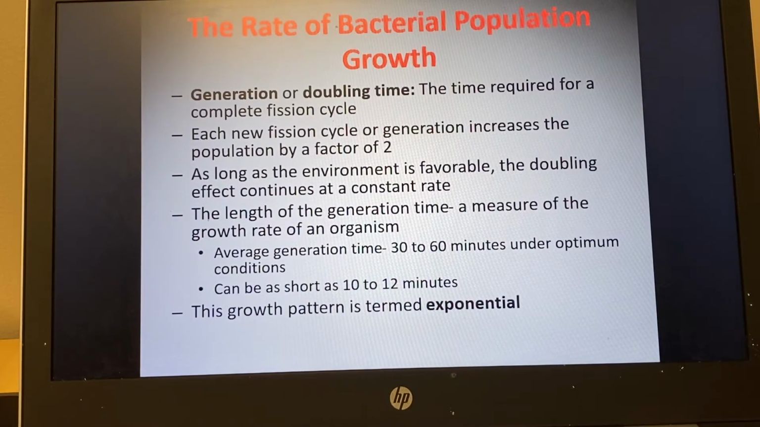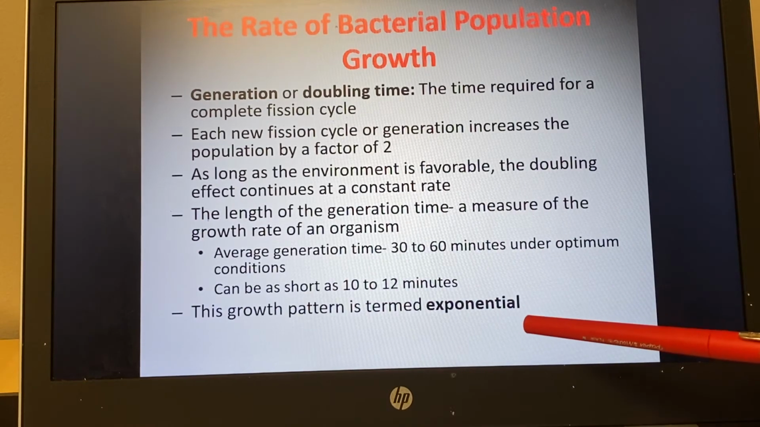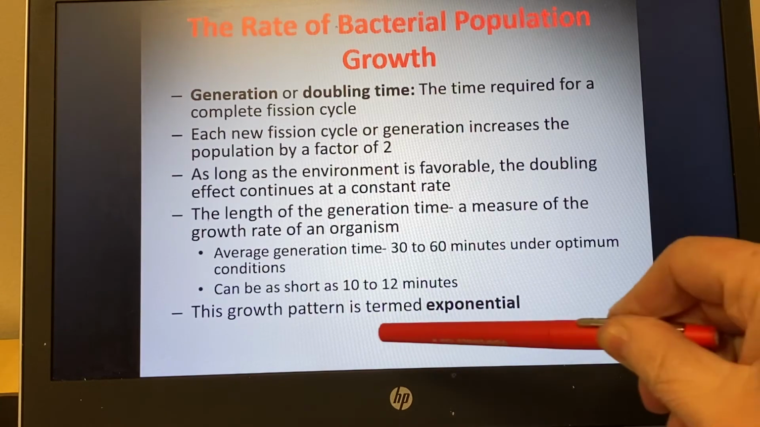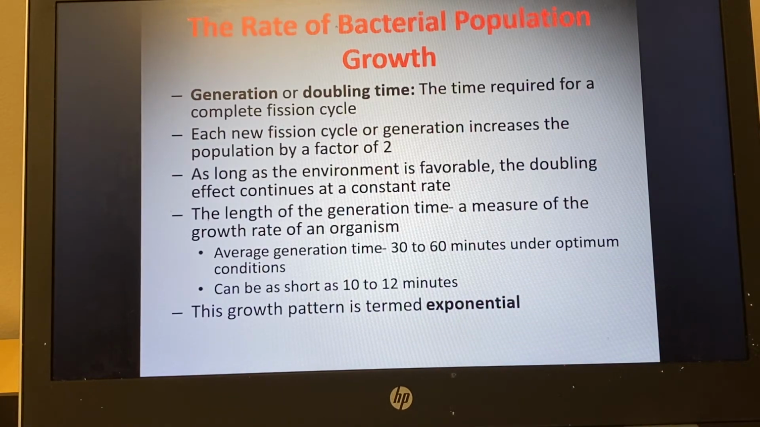So we refer to this as the generation time or the doubling time, the time required for a complete fission cycle, or basically to go through the process of binary fission. And so every time the bacterial population goes through that, it's going to increase the population by a factor of 2. And so eventually you're going to get to the point where it is logarithmic or exponential, meaning that that population is just going whoop, it's going and ends up basically going straight up.